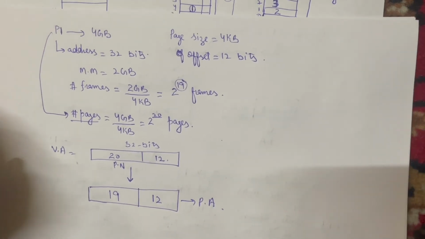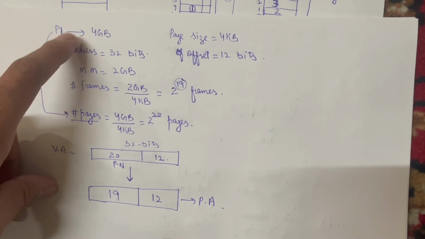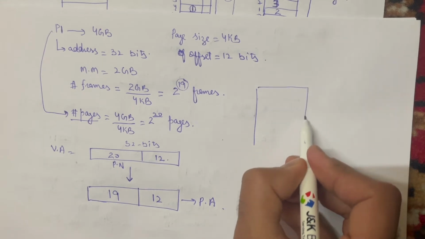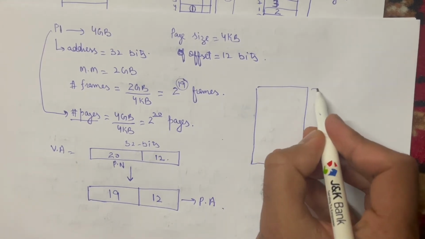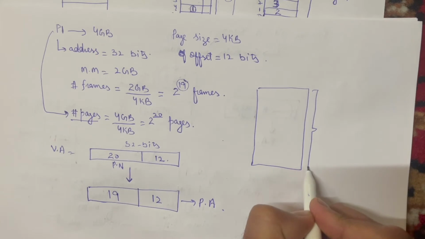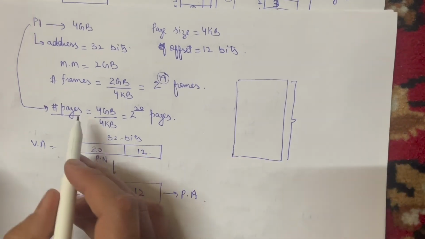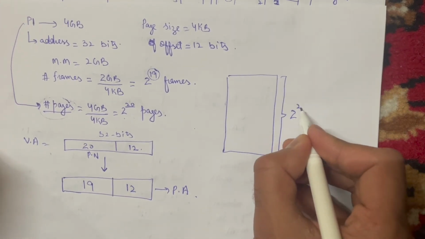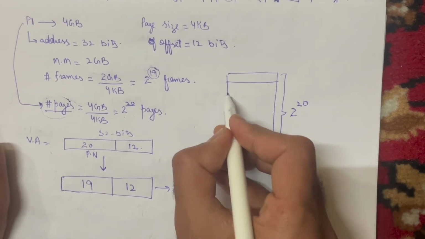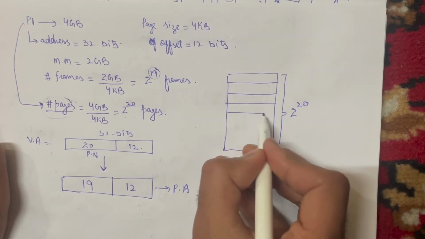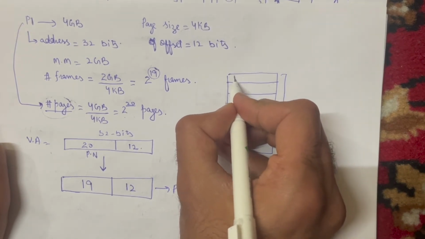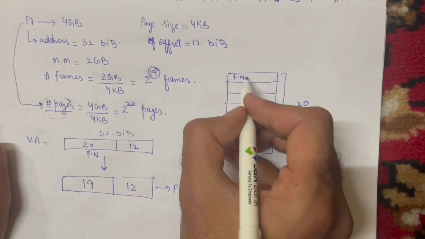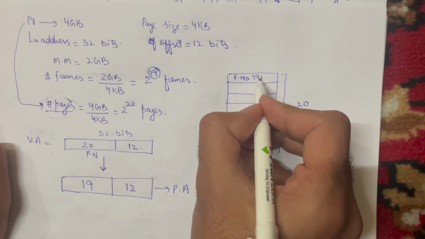Now let's see what will be the size of the page table for this particular process. How many entries will be there in the page table? The number of entries will be equal to the number of pages, which is 2 raised to the power 20. In each page table entry we have a frame number, which is 19 bits, plus some additional bits.